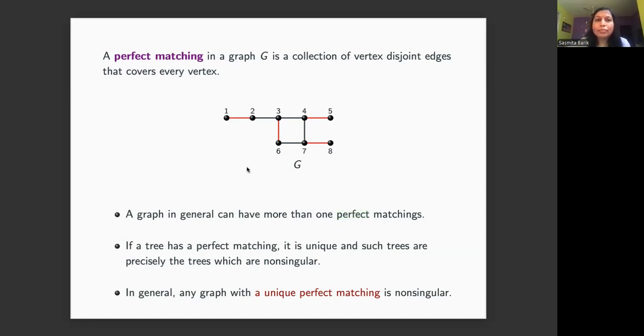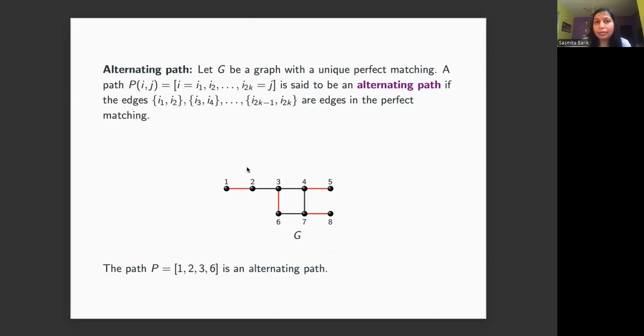Okay. Another definition I need from here is the alternating path definition. So alternating path you can define in many ways. Here what I am considering, I am taking a path, and it will be called an alternating path if it starts with a matching edge, and then the next edge should be non-matching, and then a matching edge, then a non-matching edge, but it ends with a matching edge. Then we call that path an alternating path.